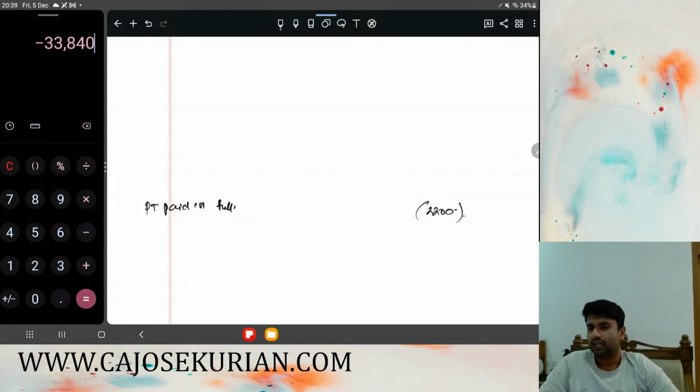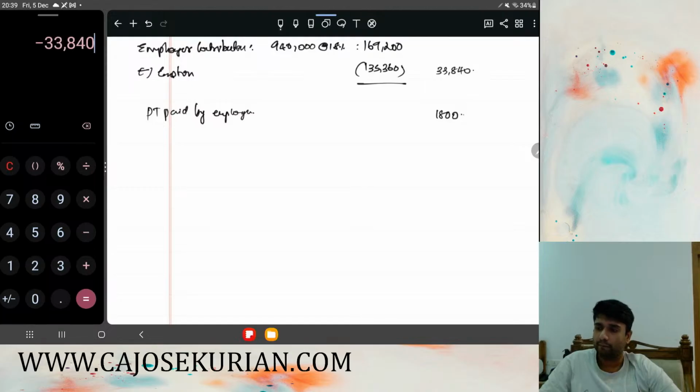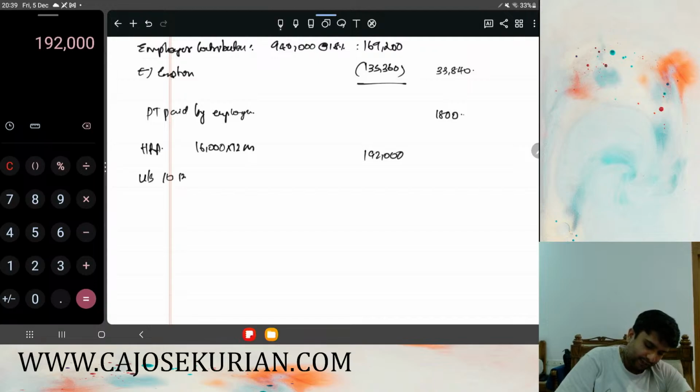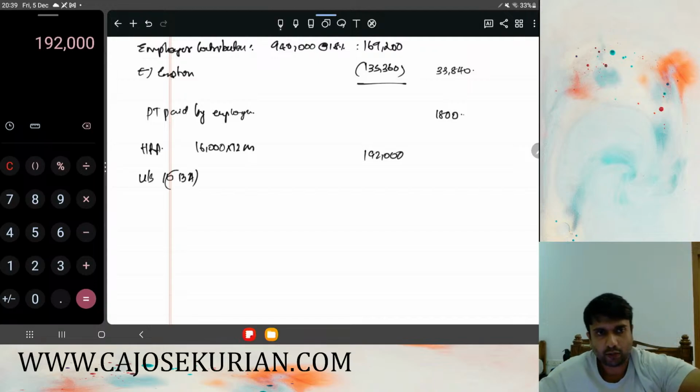Then what's next? House rent allowance of 16,000 per month, and he paid a rent of 17,000 per month for accommodation in Meerut. So what you can do is HRA. He has received house rent allowance, and how much is it? 16,000 per month. So 16,000 per month into 12 months will be 192,000, which is the actual HRA. And under section 10(13A), you'll be getting an exemption. And how much is the exemption under section 10(13A)?